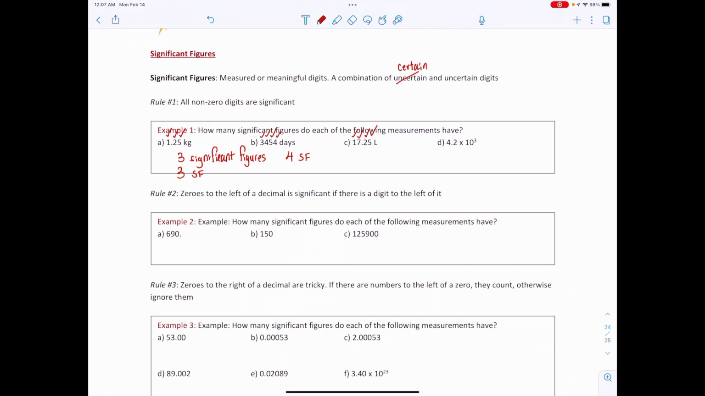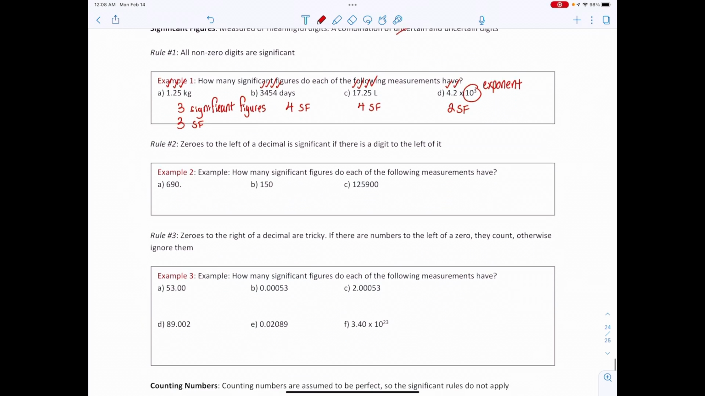17.25, that's 4 significant figures. And then in 4.2 times 10 to the power 3, we have the 4 and the 2 for 2 significant figures. Keep in mind that the 10 to the power 3 is part of the exponent, and so this does not count towards significant figures.